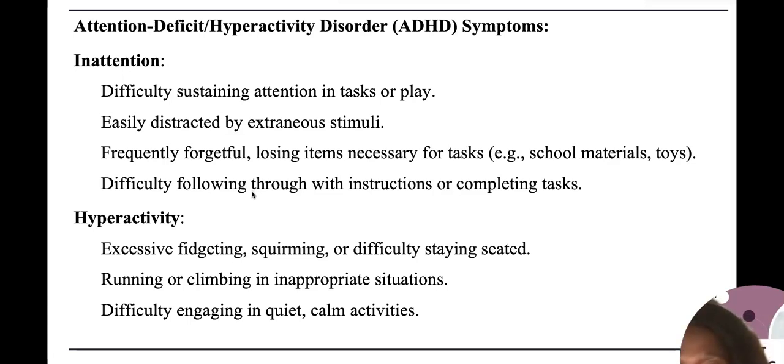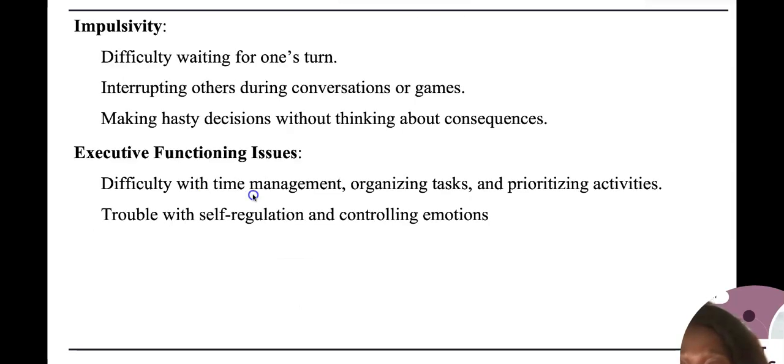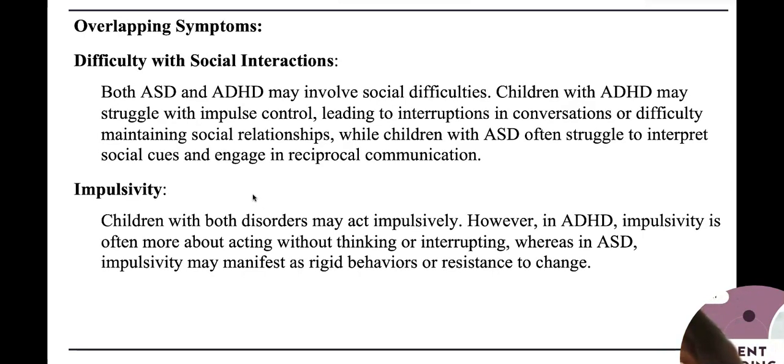Hyperactivity: excessive fidgeting, squirming, or difficulty staying seated, running or climbing in inappropriate situations, difficulty engaging in quiet, calm activities. Impulsivity: they can't wait their turns. They interrupt people. Executive functioning difficulty with time management. Most of us do these things, and how you're going to know for sure is you're going to ask, what is the chronicity? How often do we do these things? That is the way to know if we really have a problem with it or not.